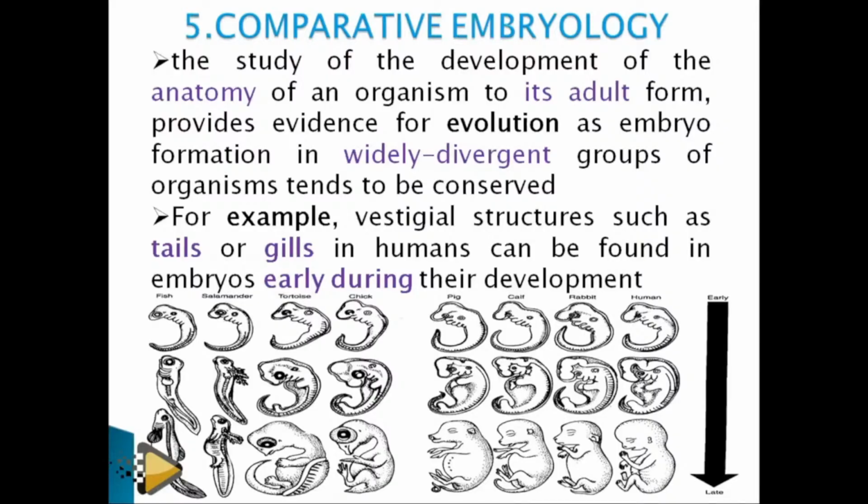In humans, these can be found in the early stages of embryo development. Because we look like other organisms, chicken, tortoise, salamander, fish, it means that all these organisms had the same ancestor at a certain time T, but we evolved into different species.